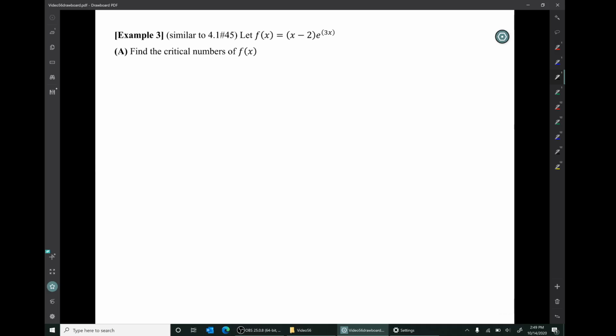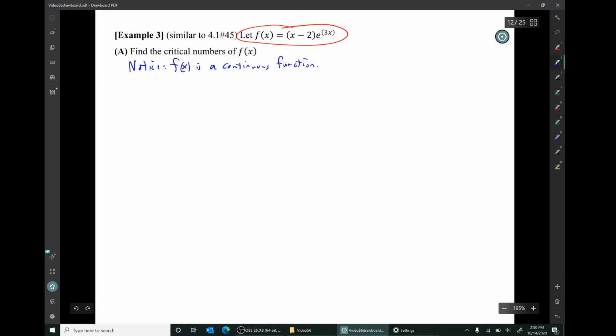This is similar to one of your homework problems. f of x is this function. Find the critical numbers of f of x. Well, notice that, first of all, f of x is a continuous function, so the y values exist at every x value. So the critical numbers are going to be places where f prime is equal to 0 or f prime does not exist.